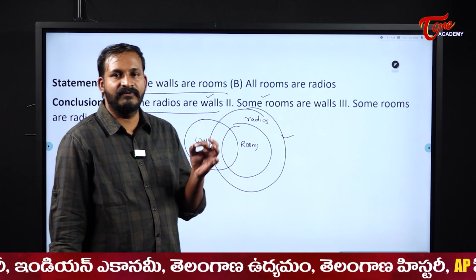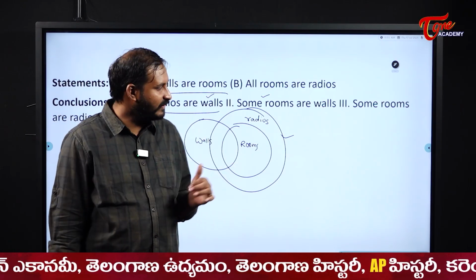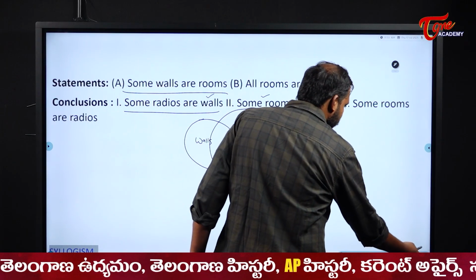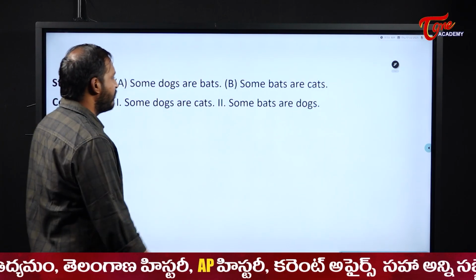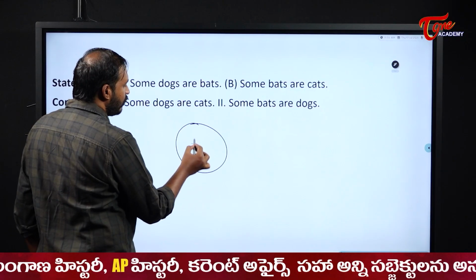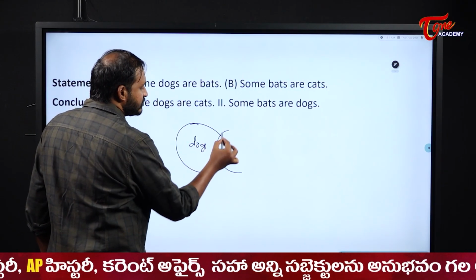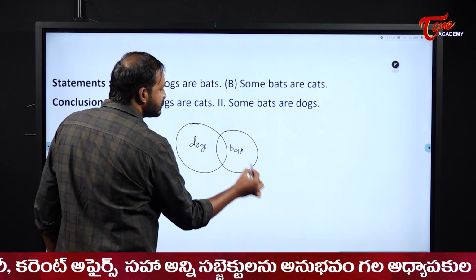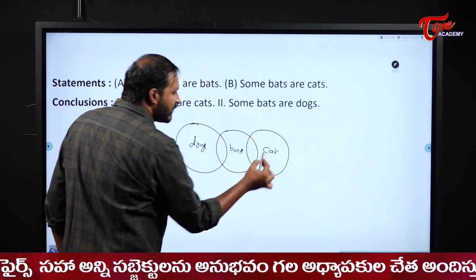All the three conclusions follow the given statements. That will be our answer for this one. Now see the next one. Some dogs are bats. Next, some bats are cats.